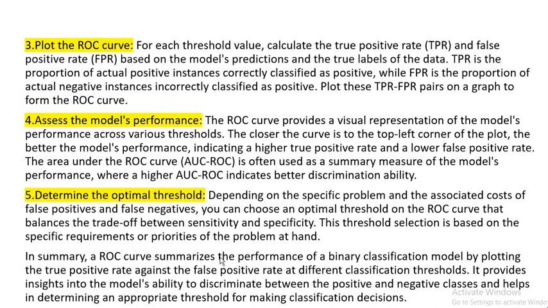In summary, a ROC curve summarizes the performance of a binary classification model by plotting the true positive rate against the false positive rate at different classification thresholds. It provides insights into the model's ability to discriminate between the positive and negative classes and helps in determining an appropriate threshold for making classification decisions.